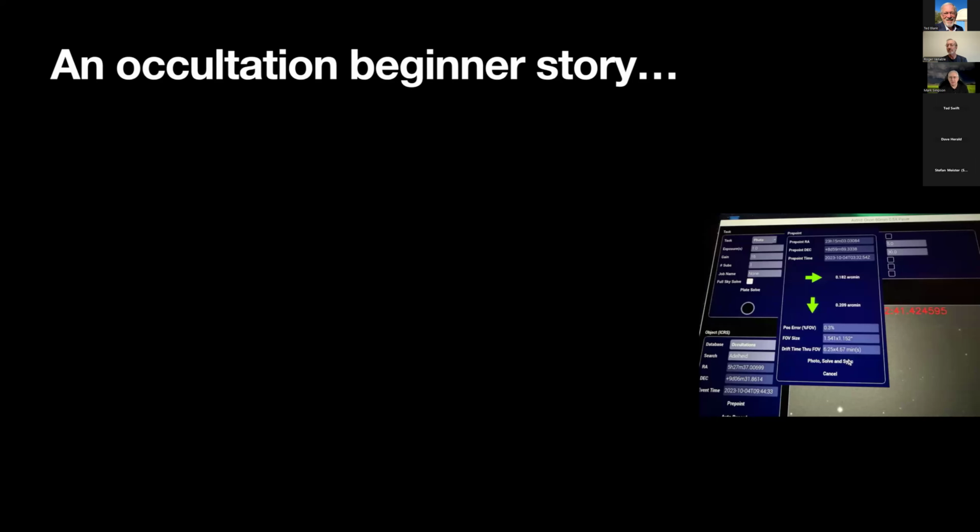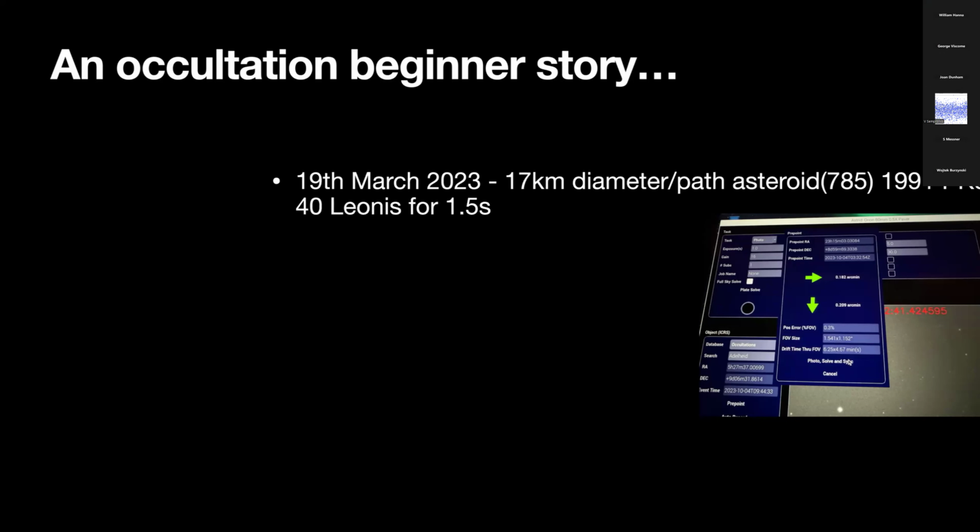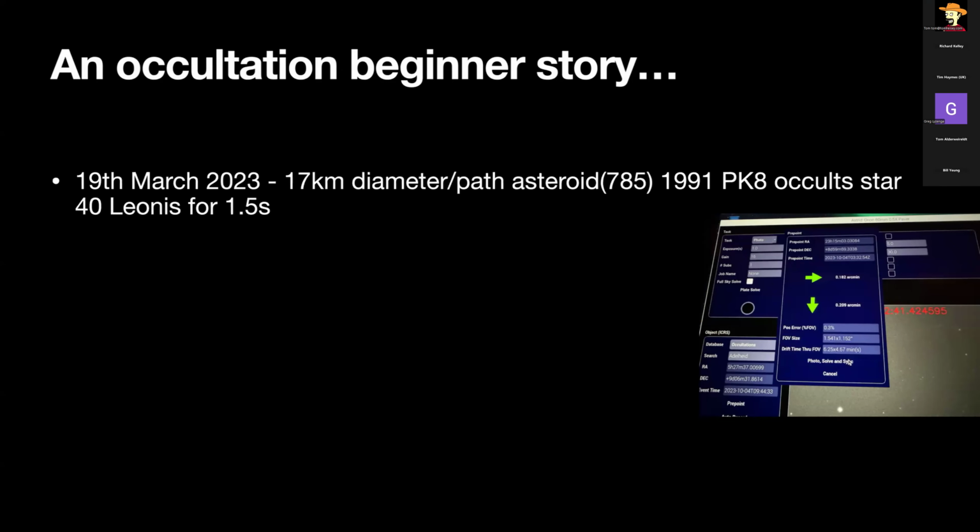So I started occultations March 2023, so just over a year ago. It's been kind of crazy since then. I did my first occultation on the 19th of March. It was a 17-kilometer diameter. It's quite a bright star, and it was only a 1.5-second occultation. I got informed about it the same day, basically in the morning, and I had no clue what I was doing. I had to find out pretty rapidly.